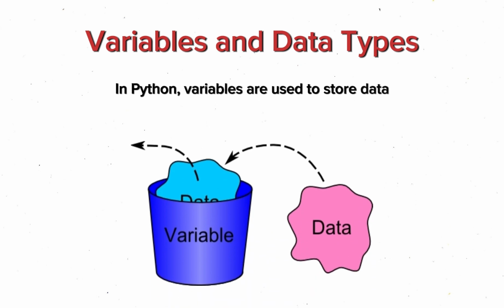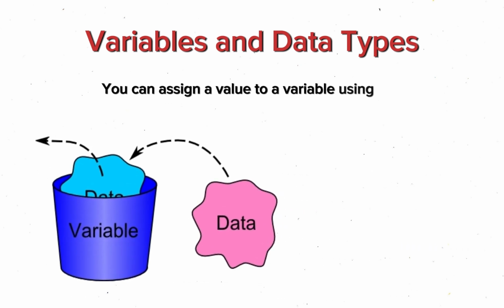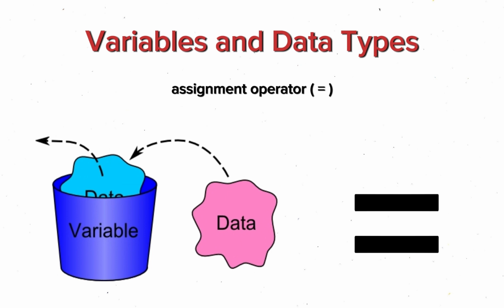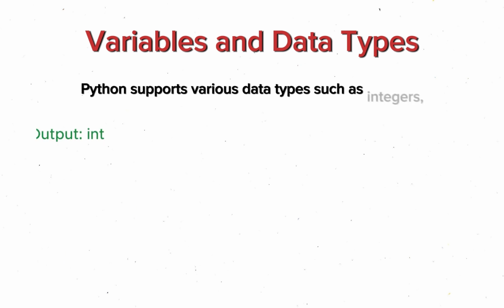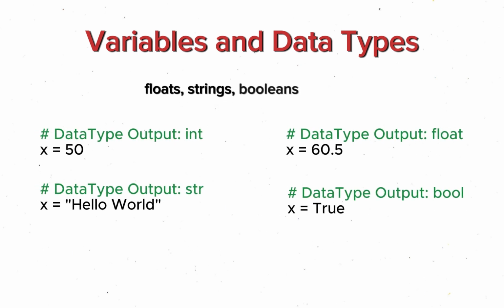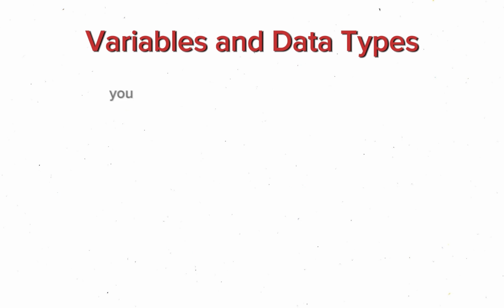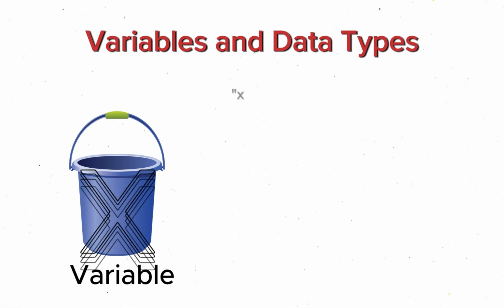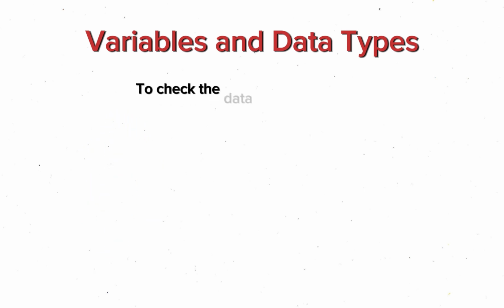Variables and data types. In Python, variables are used to store data. You can assign a value to a variable using the assignment operator, equals. Python supports various data types such as integers, floats, strings, booleans, and lists. For example, you can declare an integer variable like this: x equals 5. To check the data type of a variable, you can use the type function.